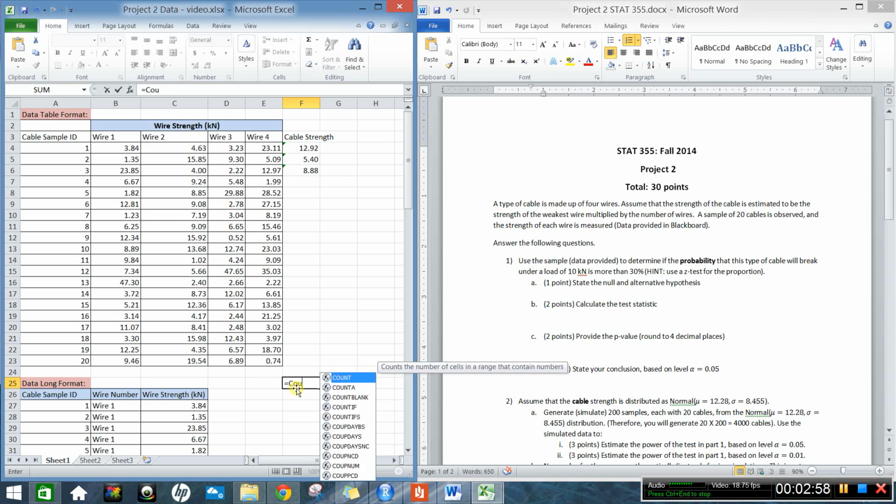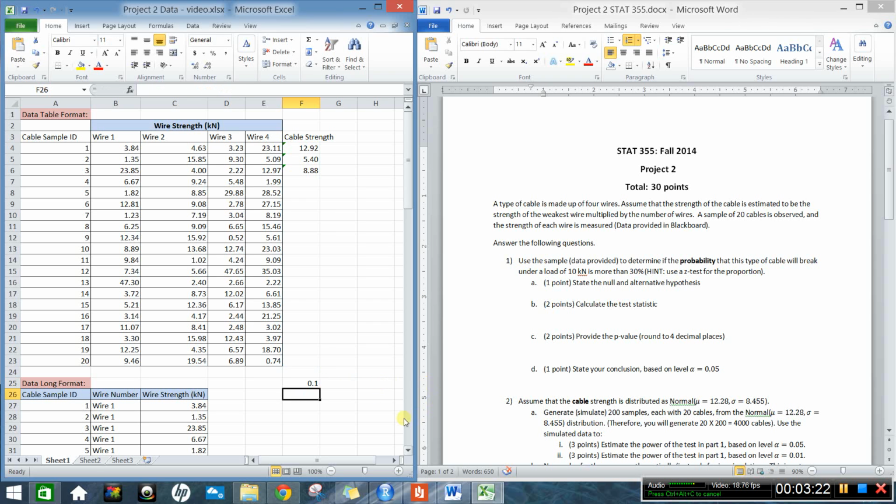You can use the COUNTIF function. So highlight all of your cable strengths, and then count if it's less than or equal to 10. That'll give us a count of the number that are less than or equal to 10. And then if we take that and divide it by the sample size, 20, that'll give the probability of breaking. So you calculated this in Project 1. It came out to be 0.55. So do it again here.